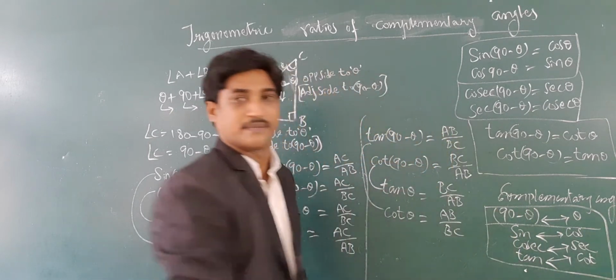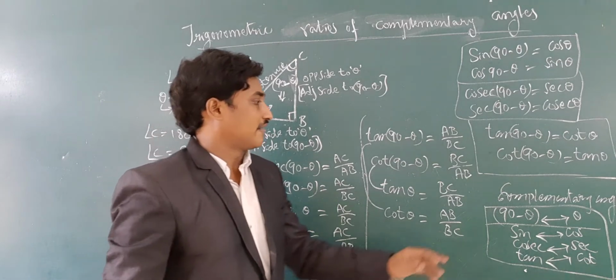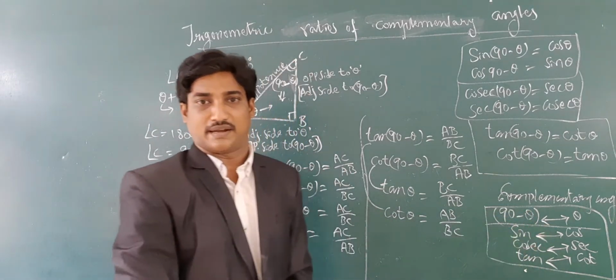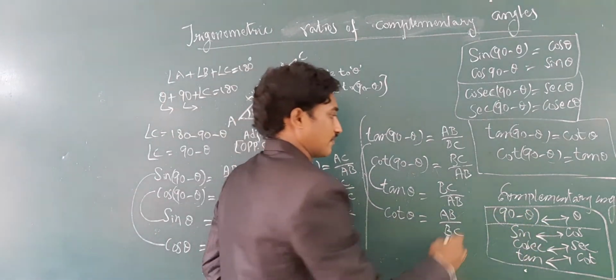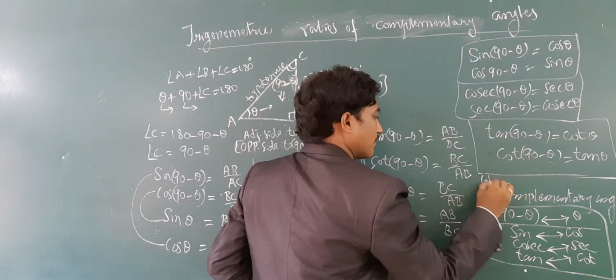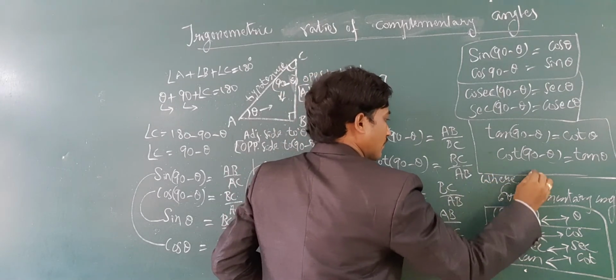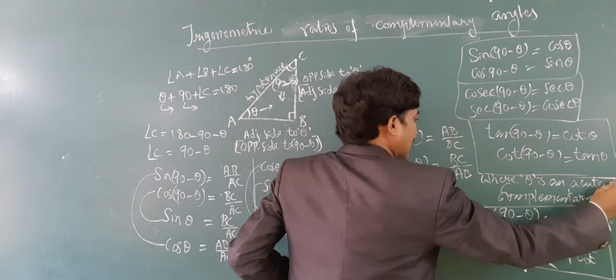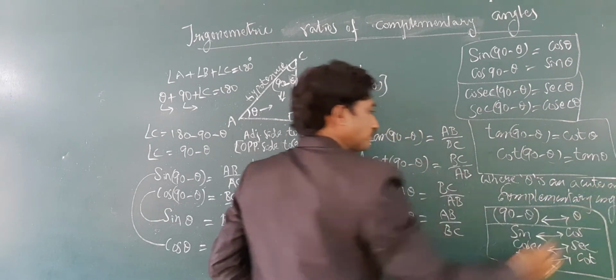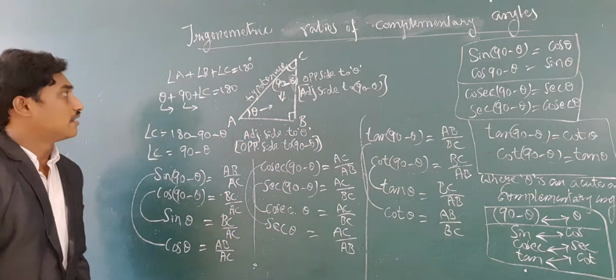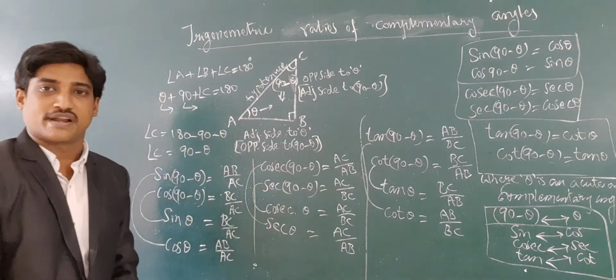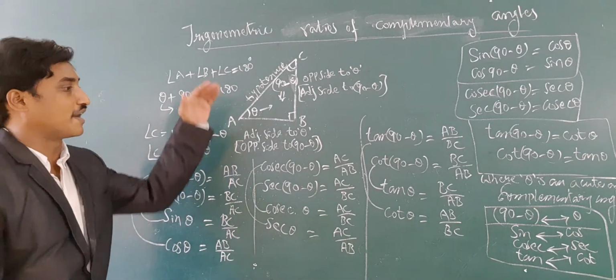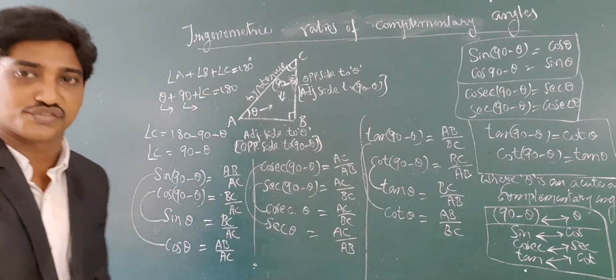Here the condition is that theta is an acute angle. In the case of complementary angles, trigonometric ratios are like this.